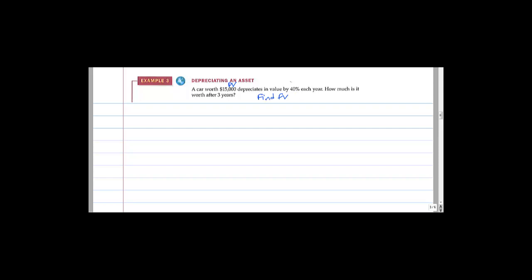Given that the interest rate is 40%, but it's depreciating in value, that means it's losing money. So my interest rate is going to be negative 0.4. After 3 years, time is 3 years. So I need to use the formula for future value. That's P times 1 plus R over M raised to the MT.